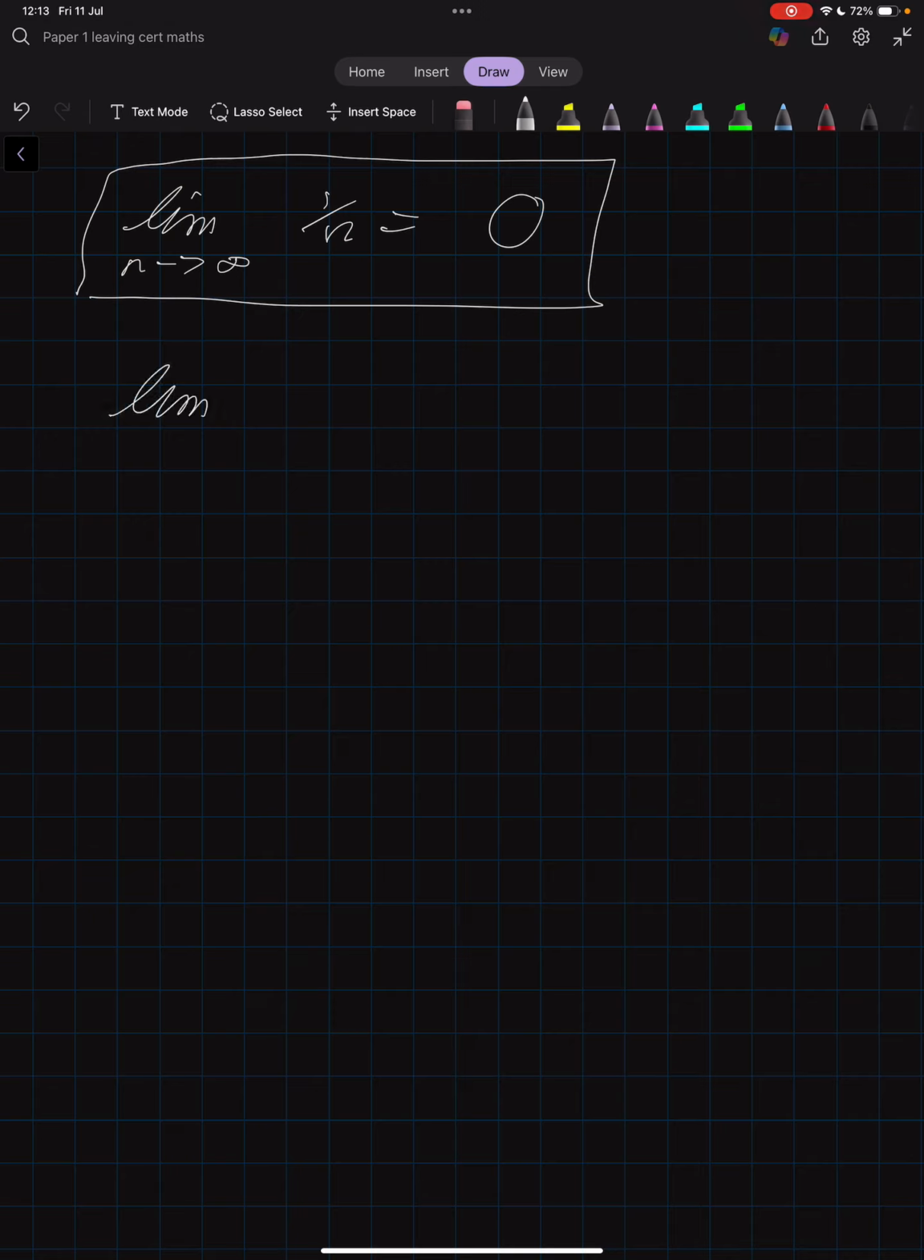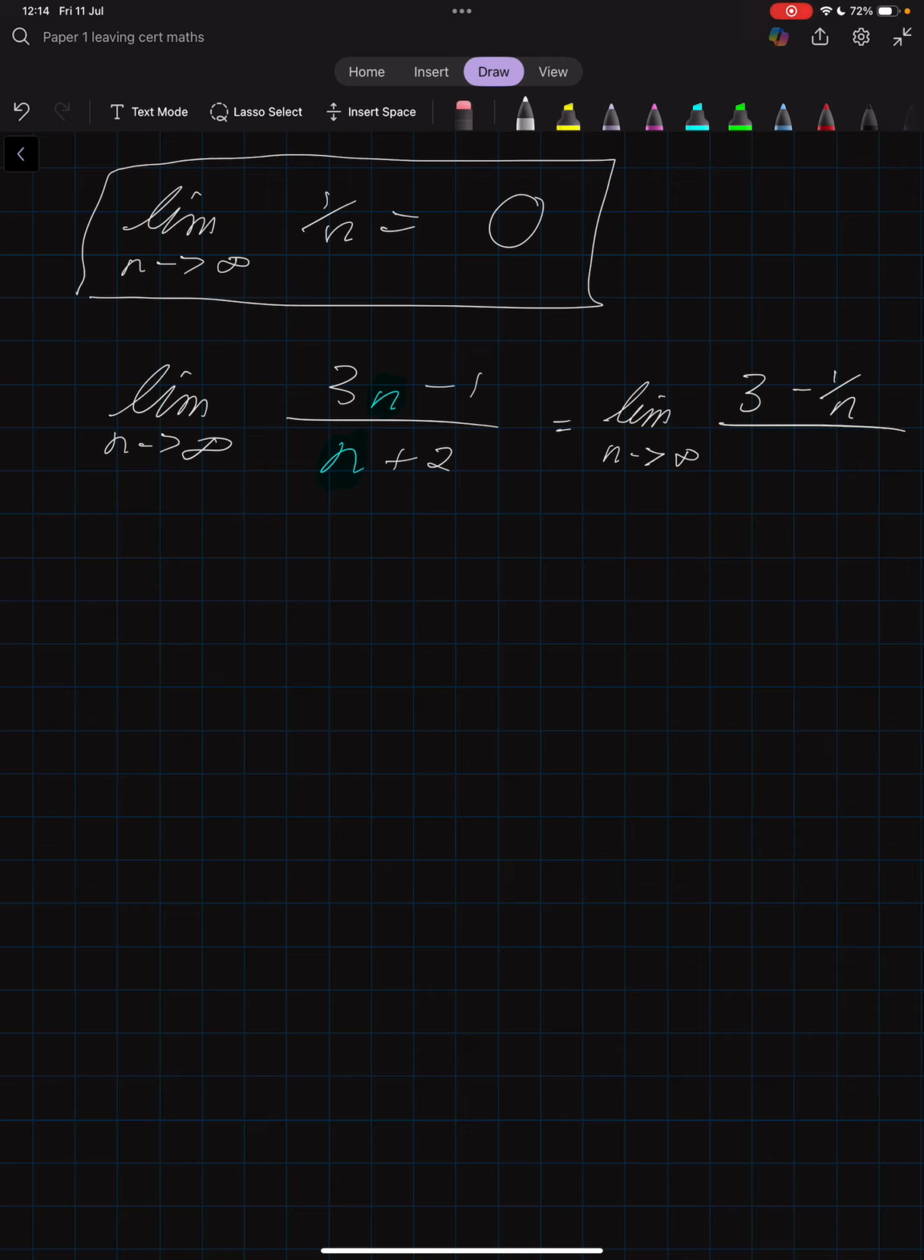So if I started to do the limit as n goes to infinity of 3n minus 1 over n plus 2, what happens here? The very first thing you do is you identify the highest power of n. What's the highest power of n you see here? N to the power of 1. You divide by that power on the top and the bottom. So you get the limit as n goes to infinity of 3 minus 1 over n all over 1 plus 2 over n.